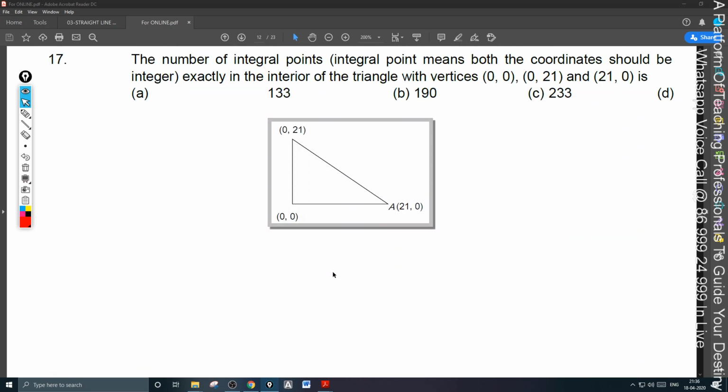Next one, the number of integral points. Integral point means both the coordinates should be integers.